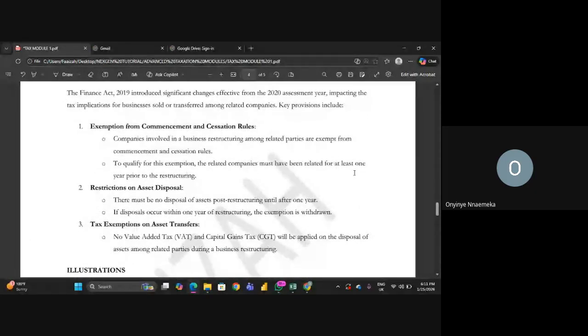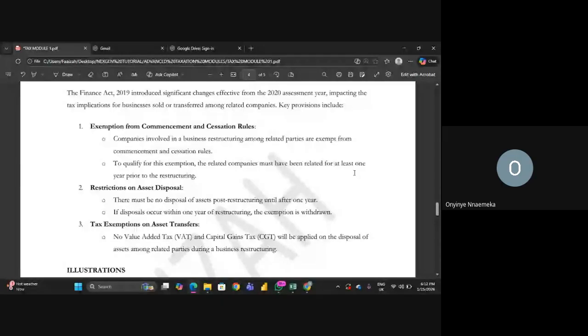Number one is that these companies must have been related for at least 1 year prior to the restructuring. Because, like I said, there's something called tax planning, which you will learn in this advanced tax. Sometimes companies can use this for tax planning. They will become related to another company within the year they start restructuring so that they can enjoy some exemptions. But if your relationship is less than 1 year, the tax authority will not exempt you from this rule.